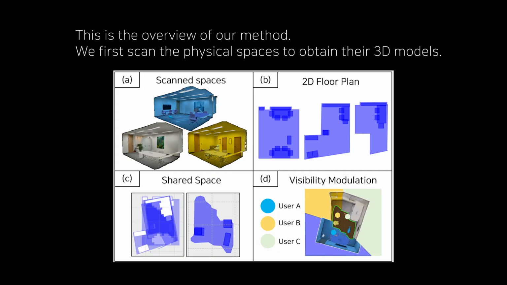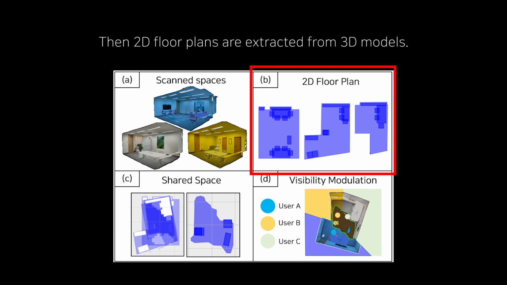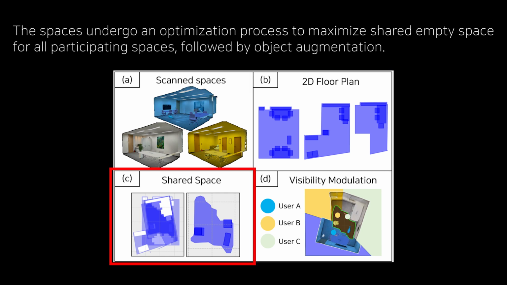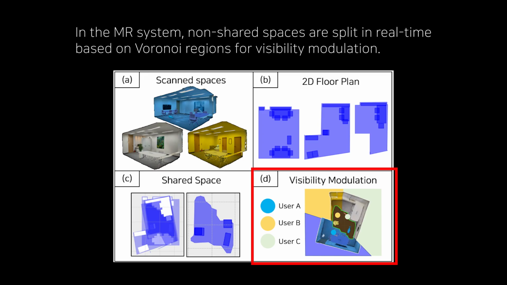This is the overview of our method. We first scan the physical spaces to obtain their 3D models. Then 2D floor plans are extracted from 3D models. The spaces undergo an optimization process to maximize shared empty space for all participating spaces, followed by object augmentation. In the MR system, non-shared spaces are split in real time based on Voronoi regions for visibility modulation.